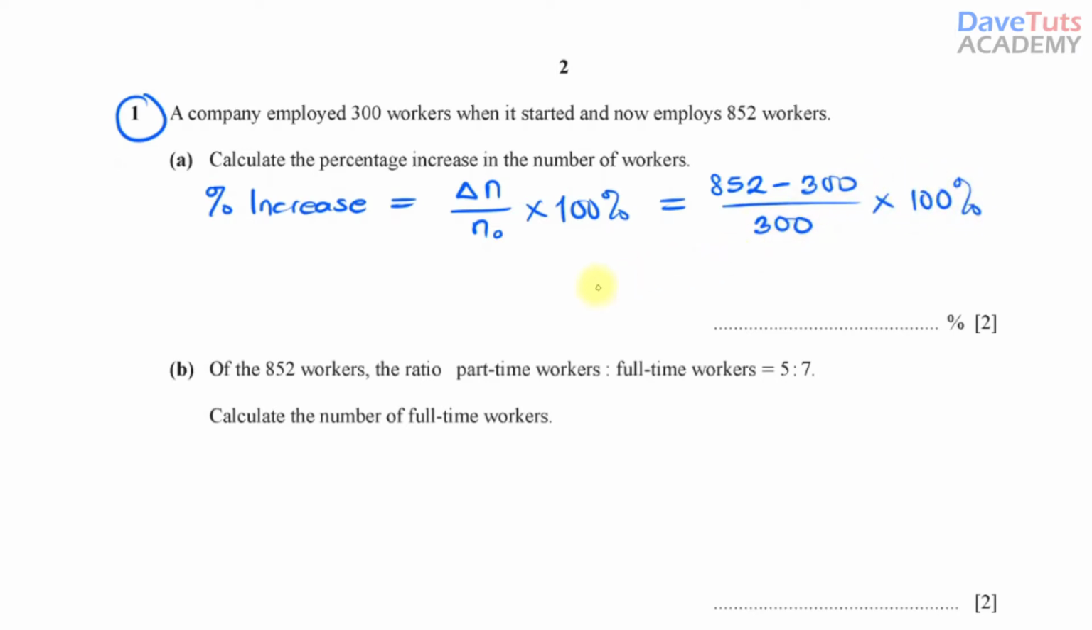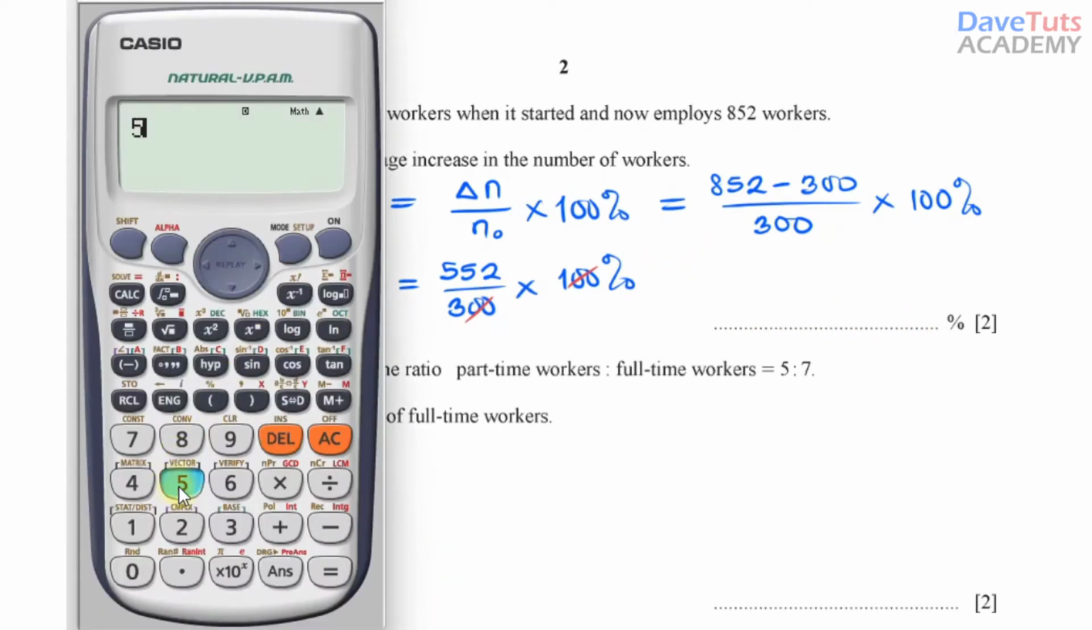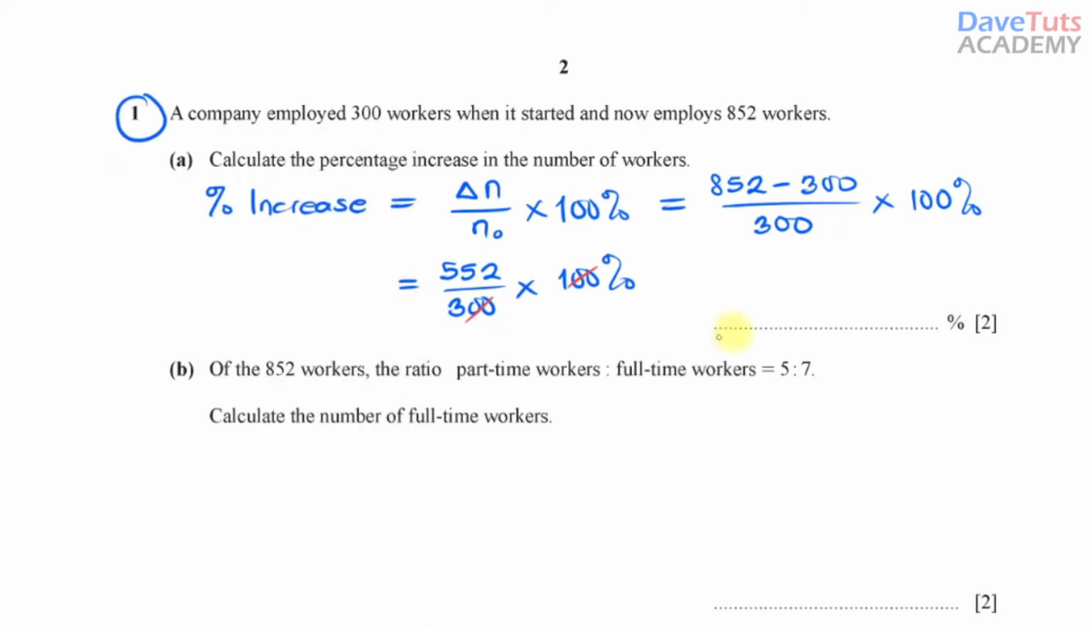So what we can have here is 852 minus 300. That is going to give us 552 over 300, and then multiplied by 100%. Of course, these zeros we cut out, so we are having inherently 552 divided by 3. Then we can use our calculator to say we have 552 divided by 3. What's that going to give us? This is 184. So what we have as our answer is 184%.